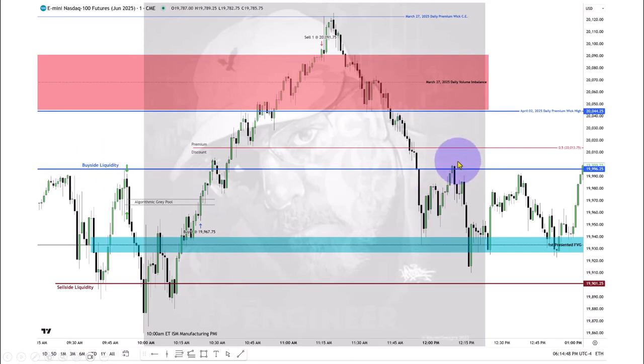Remember, liquidity pools can act just like any other array. Just because it went up there and swept that liquidity doesn't mean that they won't use that area again. Remember, the algorithm doesn't know how many orders are at that level. It's just going to go to that level to offer fair value to the marketplace, not for your purpose of entering a trade, but for smart money.